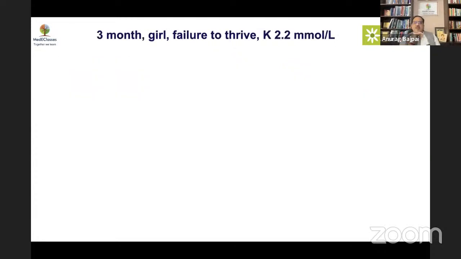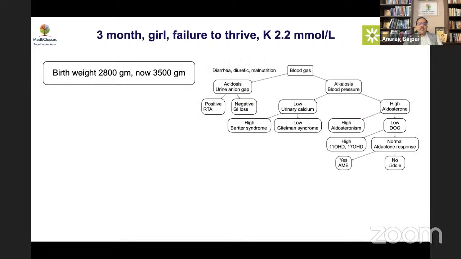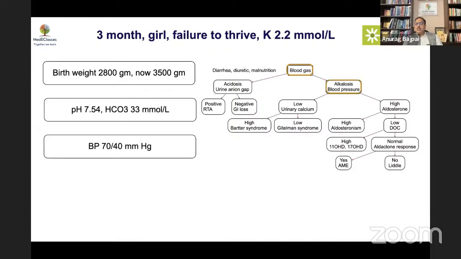3-month-old girl with significant failure to thrive and hypokalemia. Birth weight was 2,800 and only gained 700 grams since then. There is a significant alkalosis on blood gas examination. pH is 7.54. The blood pressure is normal for the age. So now we are talking about alkalosis with normal blood pressure.